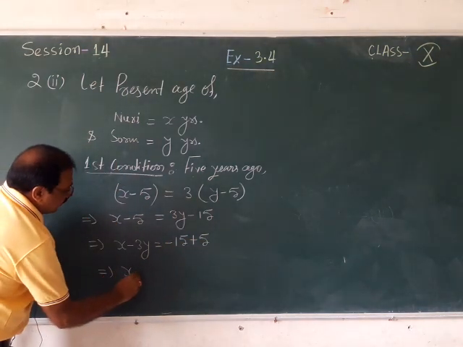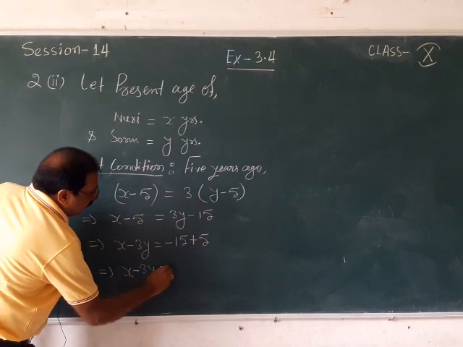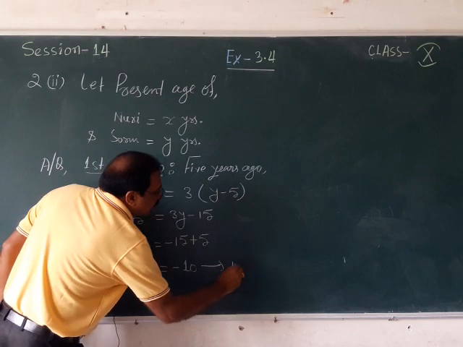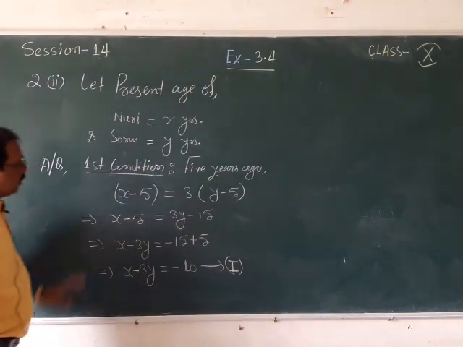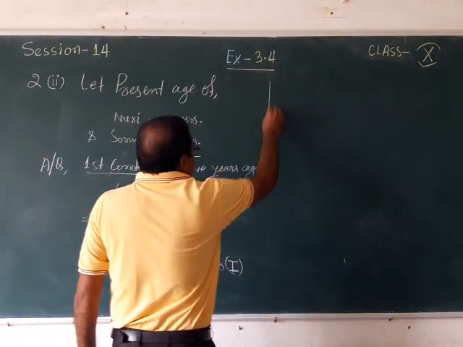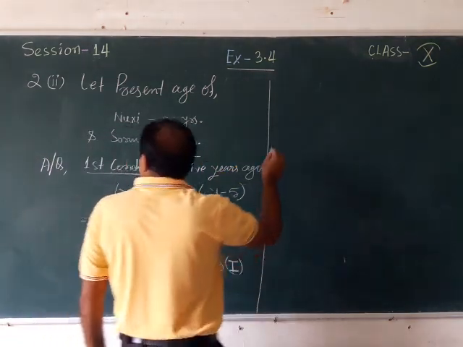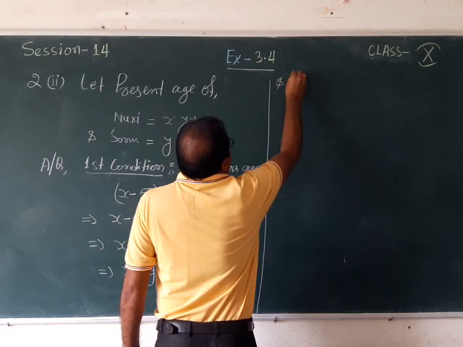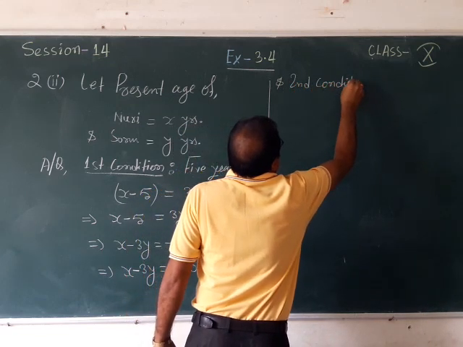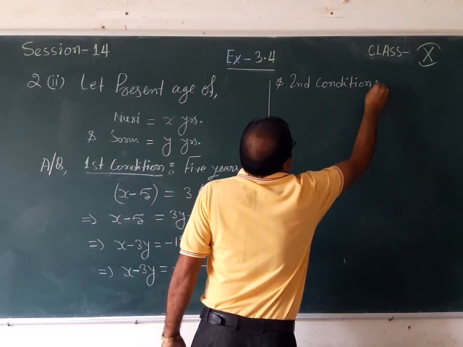Further it can be written as x minus 3y equal to minus 10. So this is equation number first, which I have got from the first condition of the question. Now the second condition we will discuss. What is the second condition? Let us discuss that.